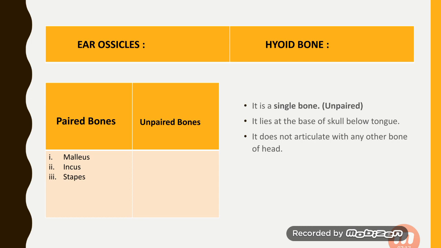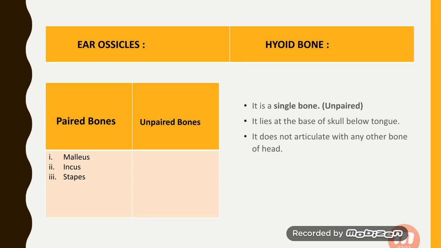Third one is the ear ossicles, in which three bones are present and all three are paired bones. No unpaired bone is present in ear ossicles. And fourth one is hyoid bone, which is very important.